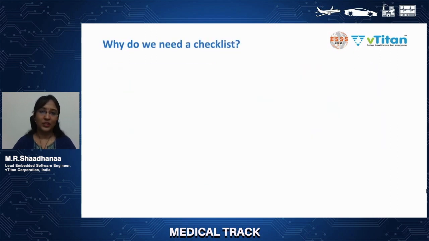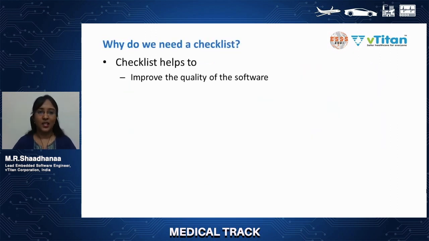So first, why do we need a checklist? A checklist helps us to improve the quality of the software. As far as the medical industry is concerned, the quality of the software is very important because a small, simple mistake could cost a life. So the quality of software is very important. We should be able to provide bug-free software, and then we have to reduce the development time. Actually, the time to market is a very important factor in the case of medical devices.